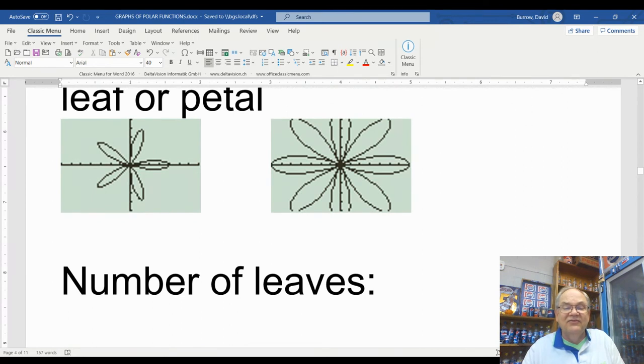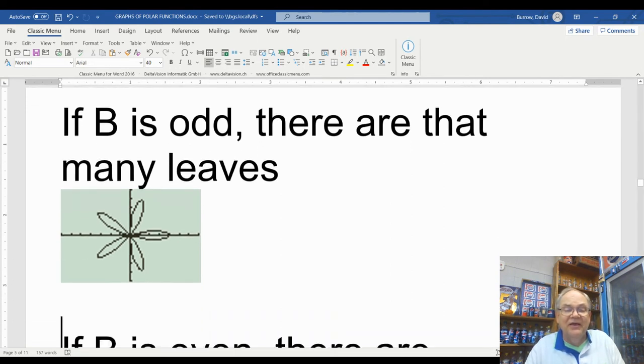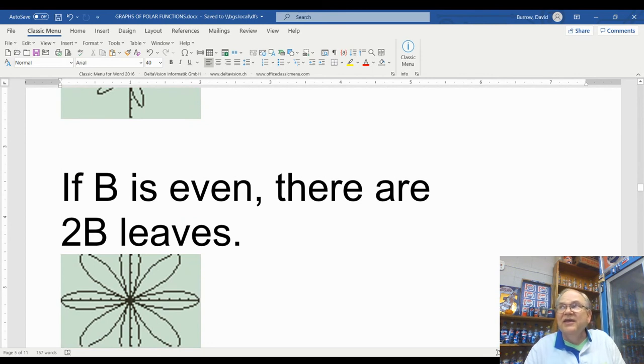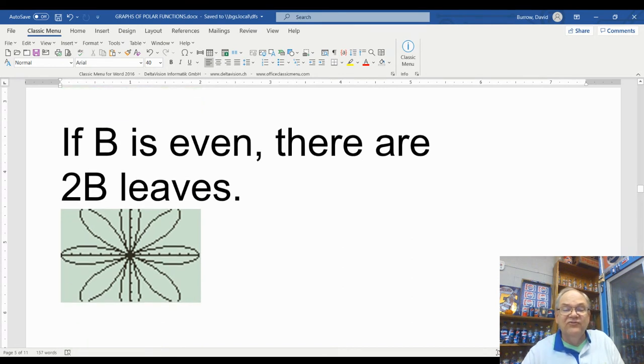For the number of leaves, if you have an odd number by theta, there's always that many leaves. So 5 theta gives me 5 leaves. If I'd had 3 theta, there would have been 3 leaves. 9 theta would give you 9 leaves. If it's an odd number by theta, that's how many leaves you have. And if the number by theta is even, you always end up with twice as many leaves. This equation, again, is 7 cosine 4 theta, but there's actually 8 leaves. There's twice as many leaves as that, and 4 times 2 gives you 8.